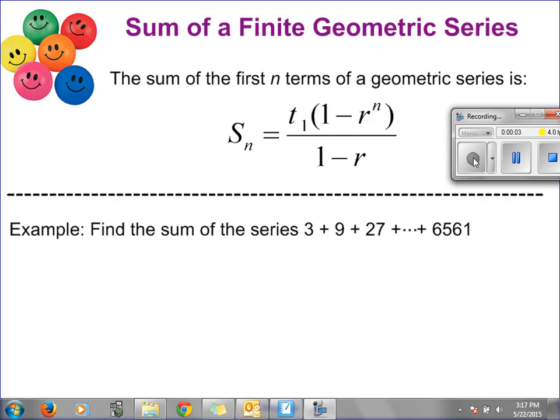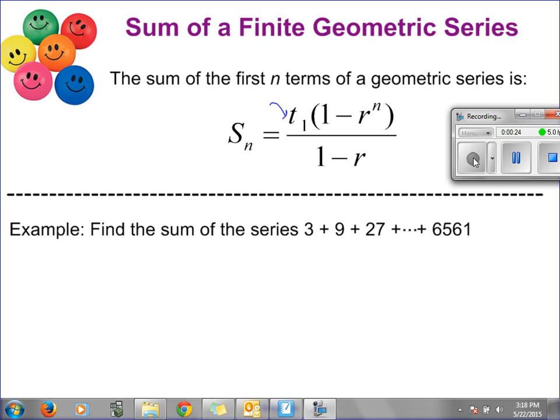Welcome back to section 13.3, looking at geometric and arithmetic series and their sums. Here we're looking at the sum of a finite geometric series, the formula. So we're looking at figuring out, again, the sum of the first n terms of a geometric series. Again, S sub n is referring to the sum of that many terms.